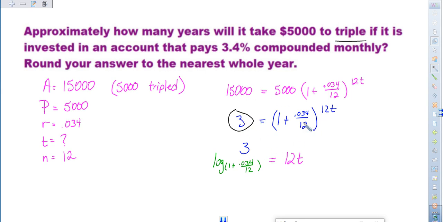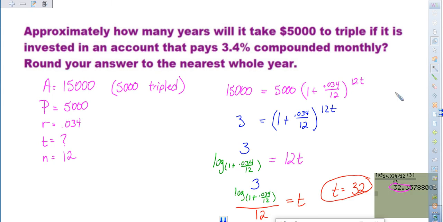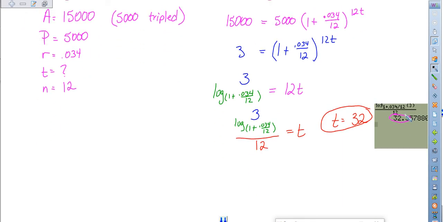And when you try to get the letter out of the exponent, you do log, and the exponent and what it equals just switch spots. So this is still the base, that goes above the base, and you have what it equals, and then you're going to divide by 12, and when you type all that in the calculator, you end up with 32 total years.